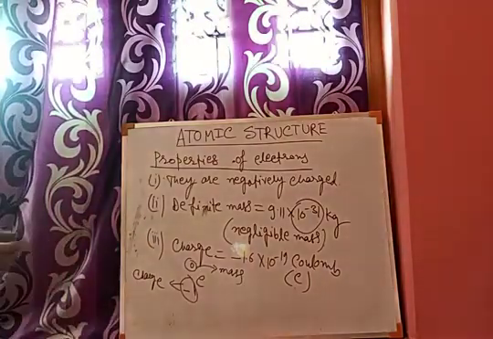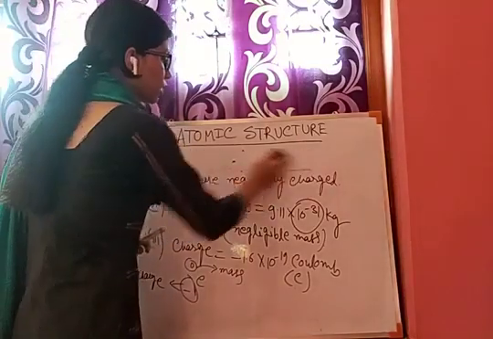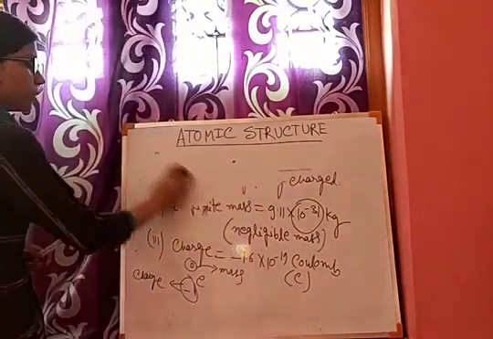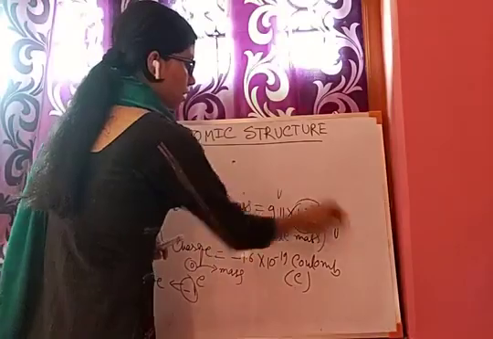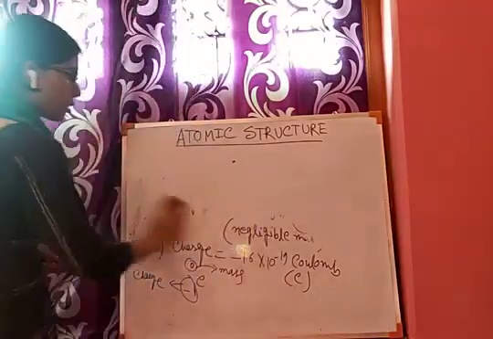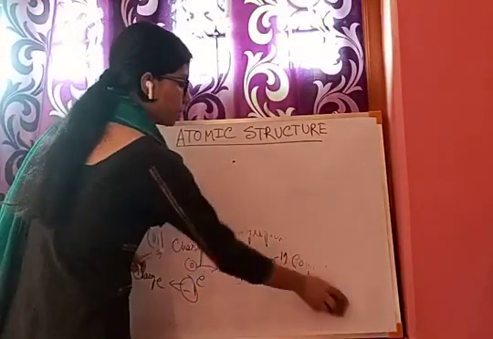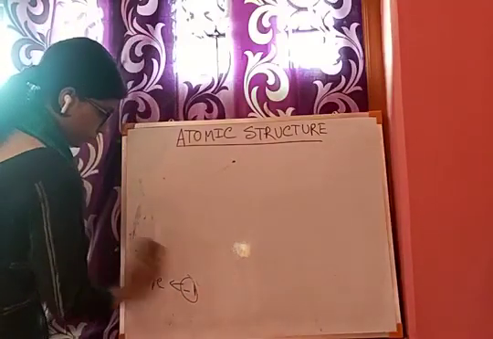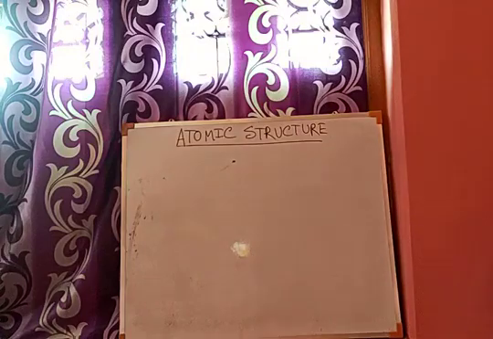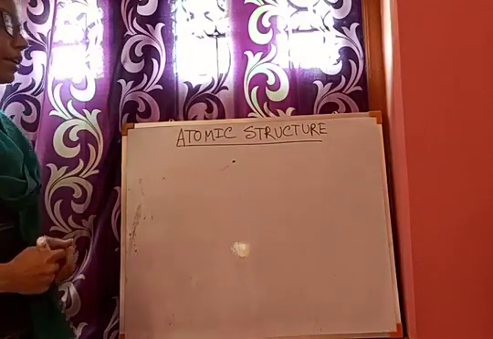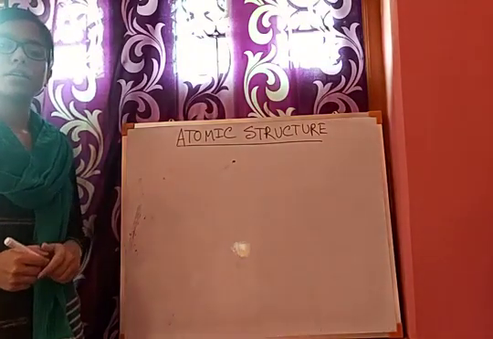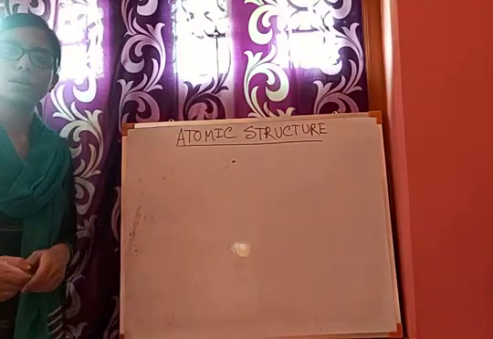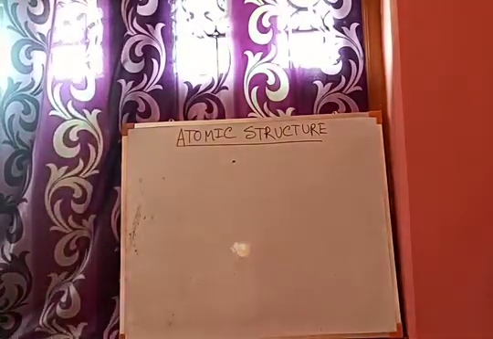So what are they? Again, the discharge tube experiment was performed by Goldstein, but he made some modification in that experiment by taking a perforated cathode. Thomson made the discharge tube experiment only by taking a cathode and anode, and Goldstein performed the same experiment by taking a perforated cathode.